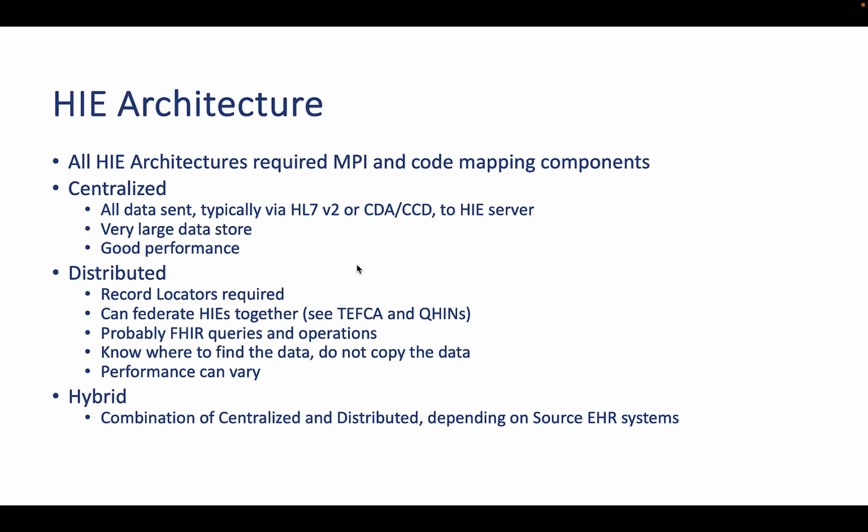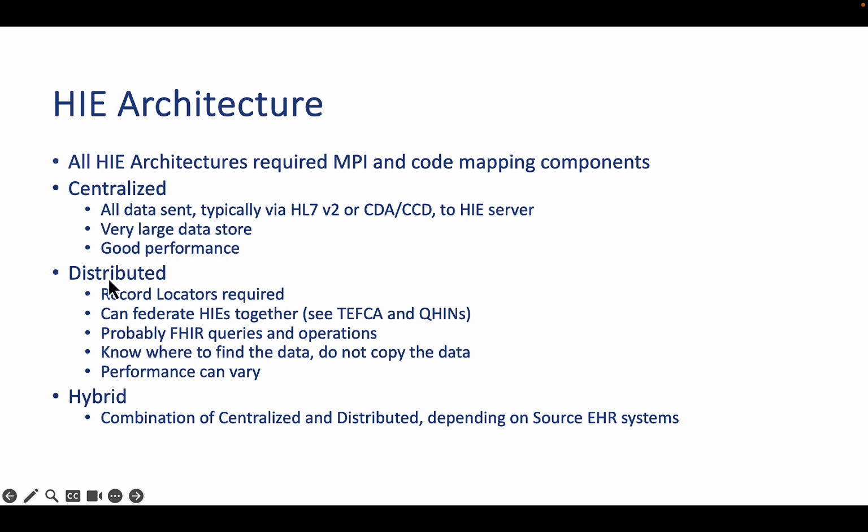We're going to talk very briefly about HIE architectures. Any architecture that we talk about requires a master patient index, and it requires code mapping components. Central: all the data is sent to a large repository, typically via HL7 or CCD or CDA, to the HIE server. Very, very large data stores. You better get your data accurate, but you usually get good performance.